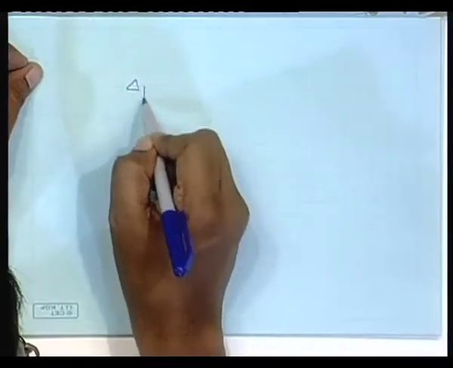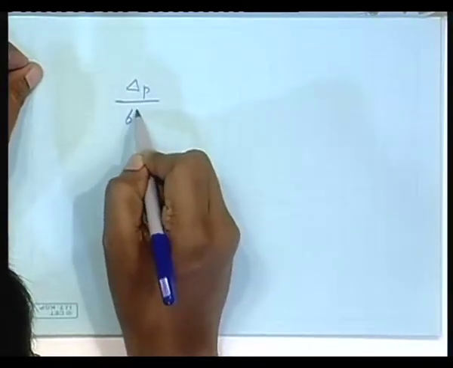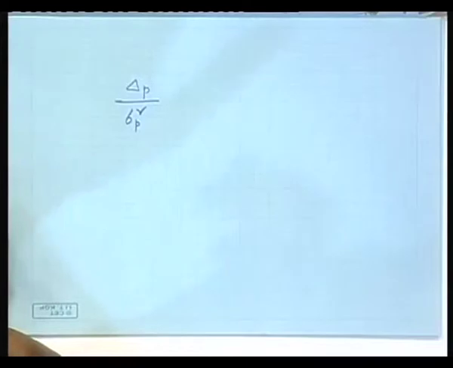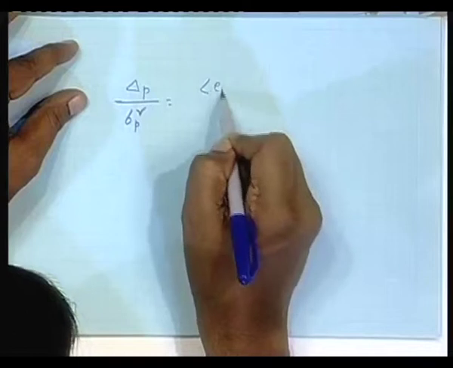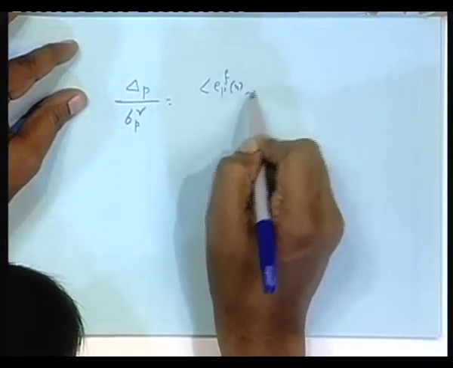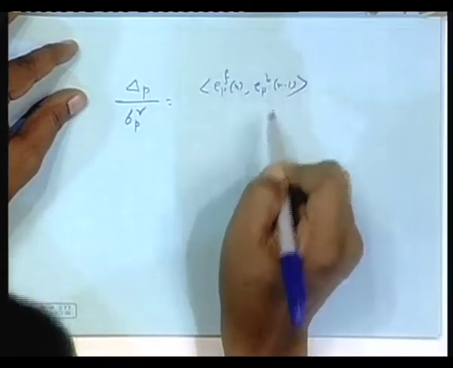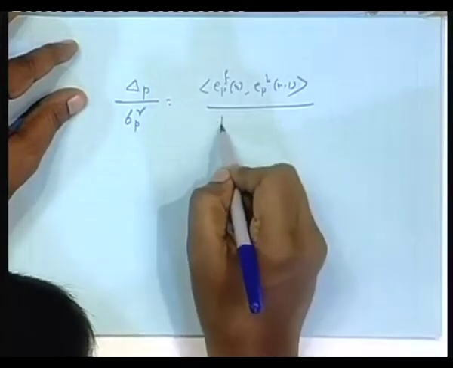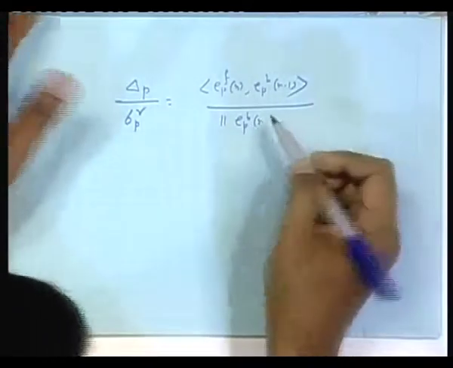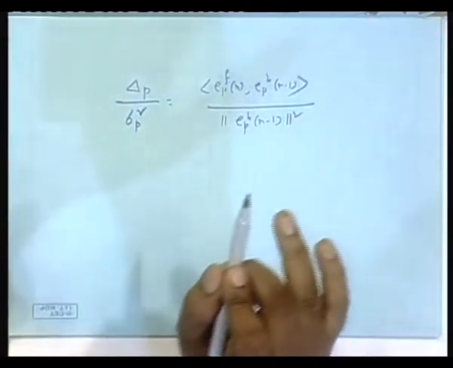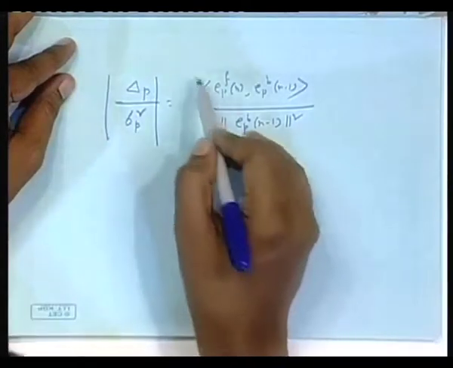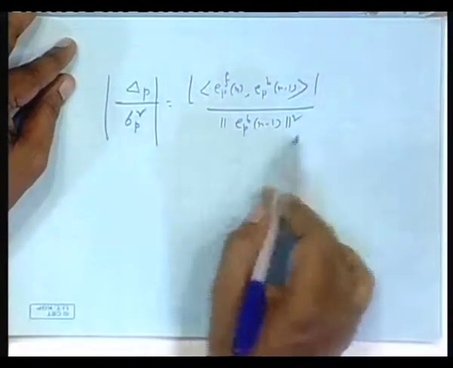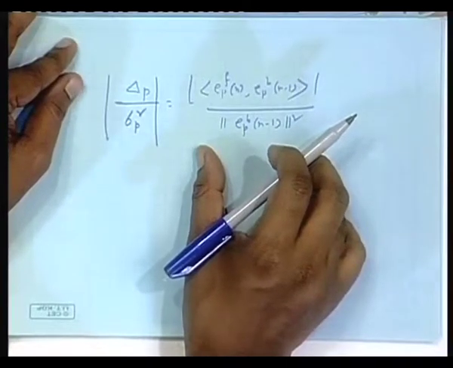Okay. Now, look quickly, our term was delta p by sigma p square. Delta p, it is the mod I am interested in. What is delta p? Delta p was E p f n, E p b n minus 1. And what is this? Norm square of E p b n, or n minus 1, does not matter. I am interested in finding the mod of this. Mod of this means this only, because the denominator is already real and positive, no point in taking mod.